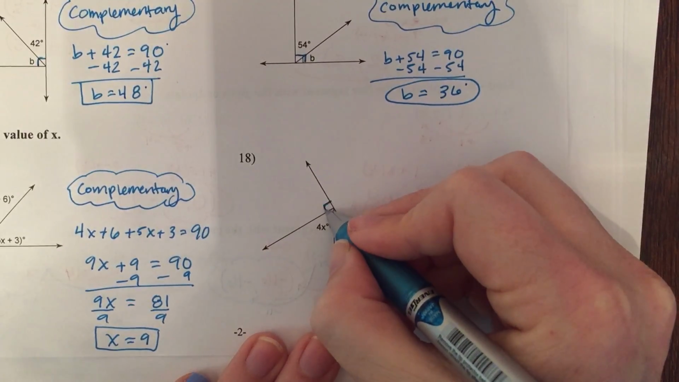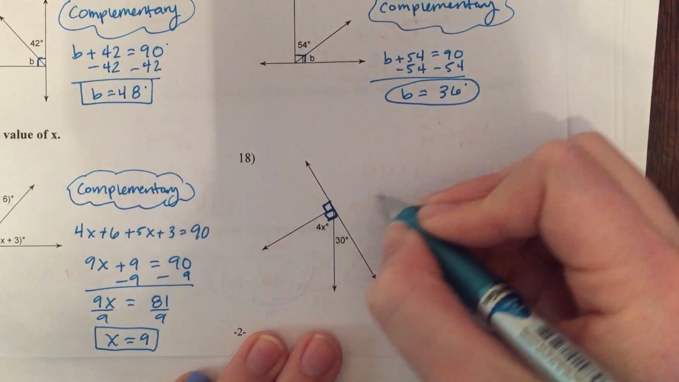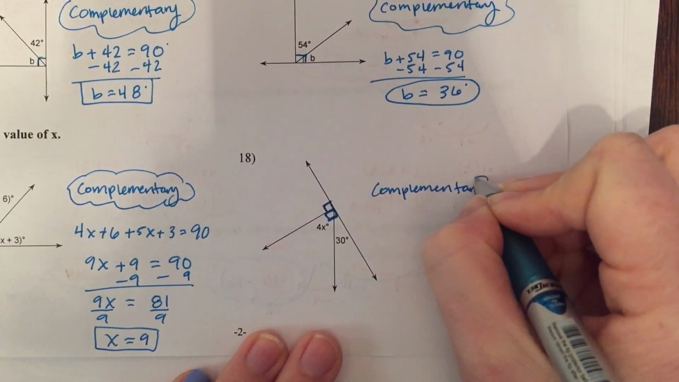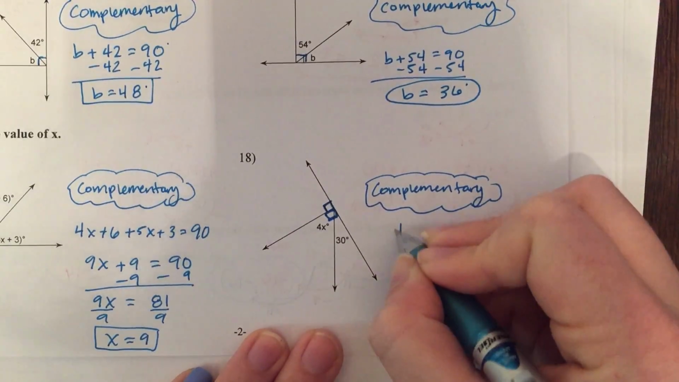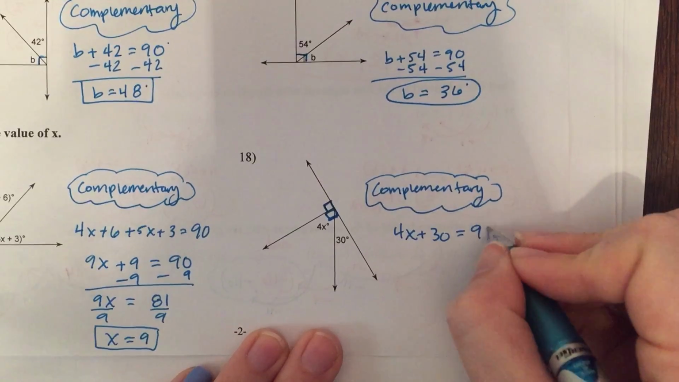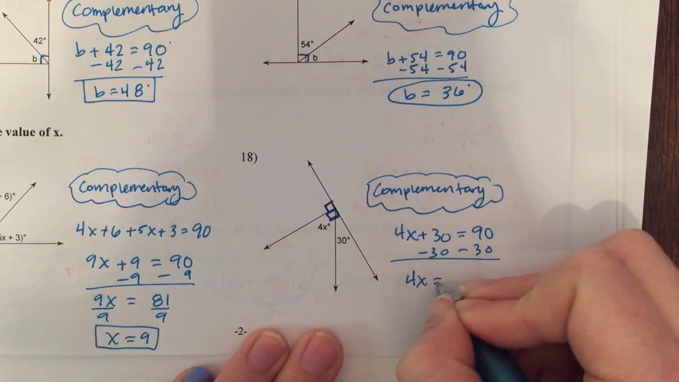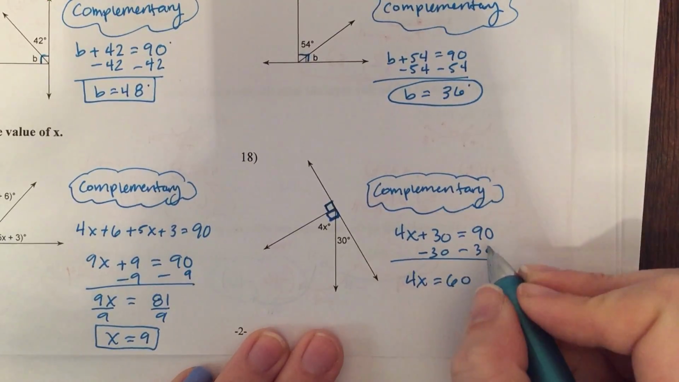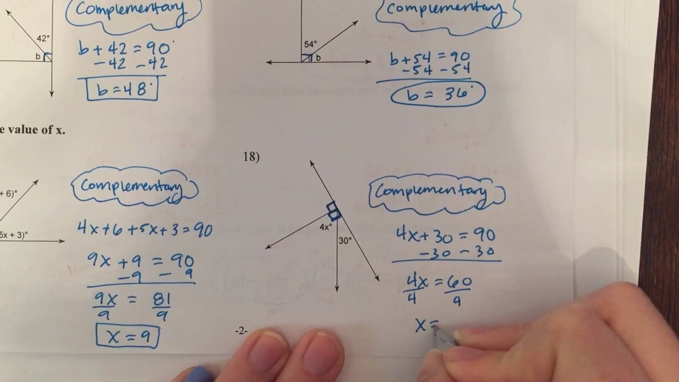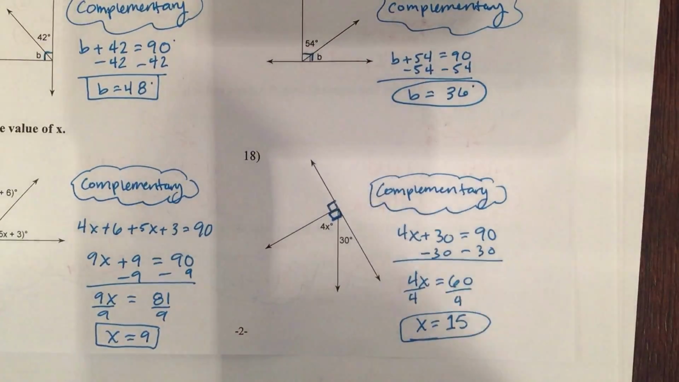This one I check, I have this box right here. That means 90 degrees, which means these two together will also be 90. Complementary. 4x plus 30 together should make 90 degrees. Minus 30. Divide by 4. X is 15.